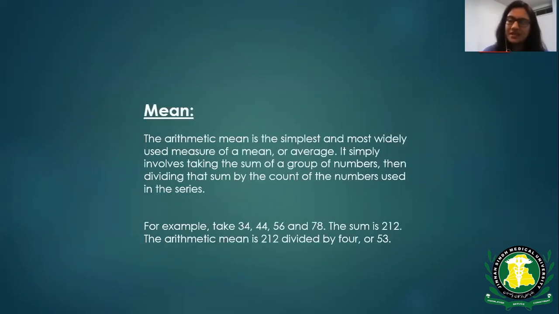So what is a mean? Mean is, in other words, average. Arithmetic mean is the simplest and the most widely used measure of a mean or average. If you are given a set of data, say 5 numbers, you just add all of them together and divide by the number of items present. If there are 5 numbers, we add the 5 and divide by 5. If there are 6 numbers, we add the 6 and divide by 6. That gives us the average, the mean, of that data.